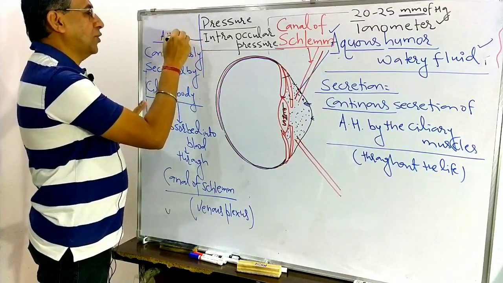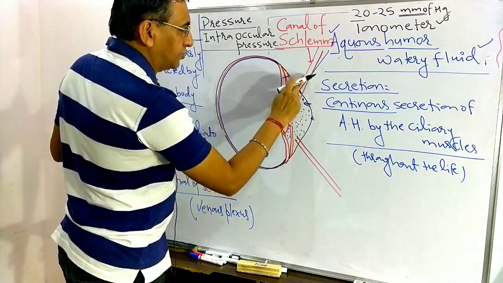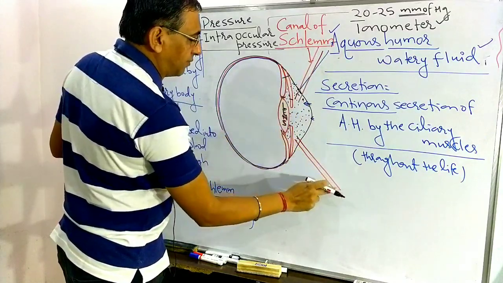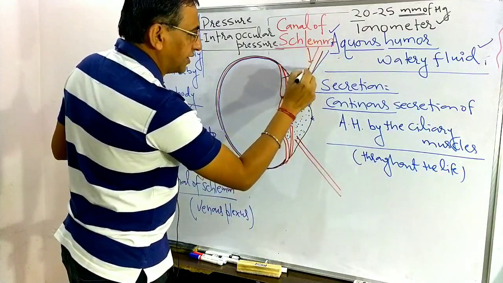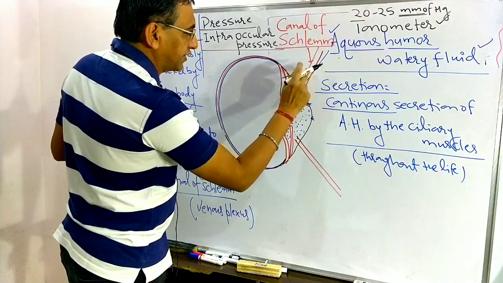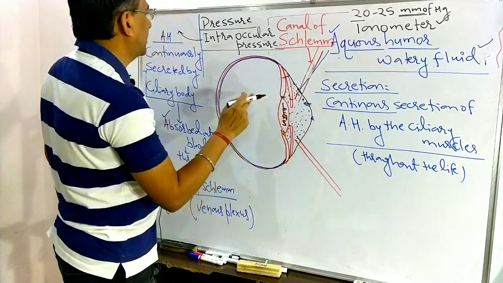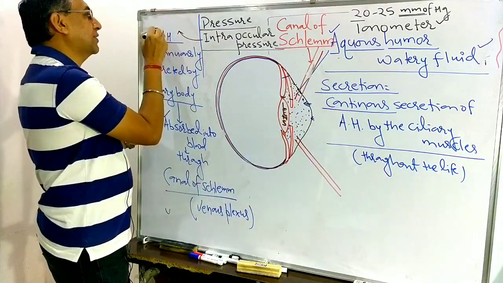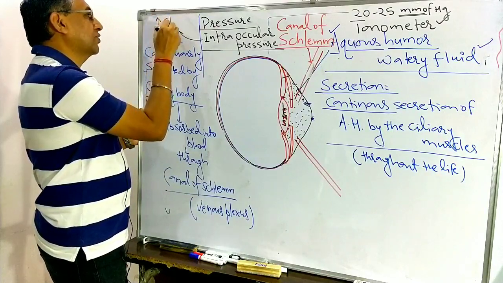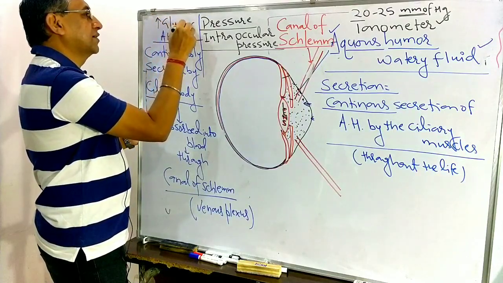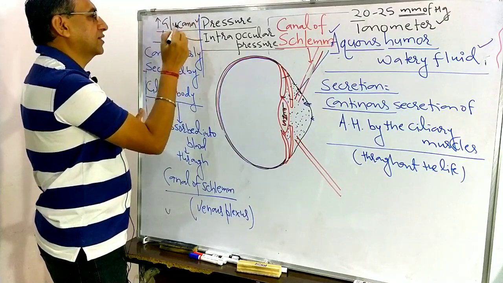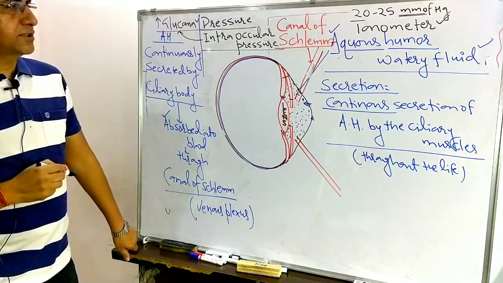Sometimes, due to an obstruction in the canal of Schlemm, like mucus, the intraocular pressure increases. This condition is known as glaucoma. It is a controllable condition.